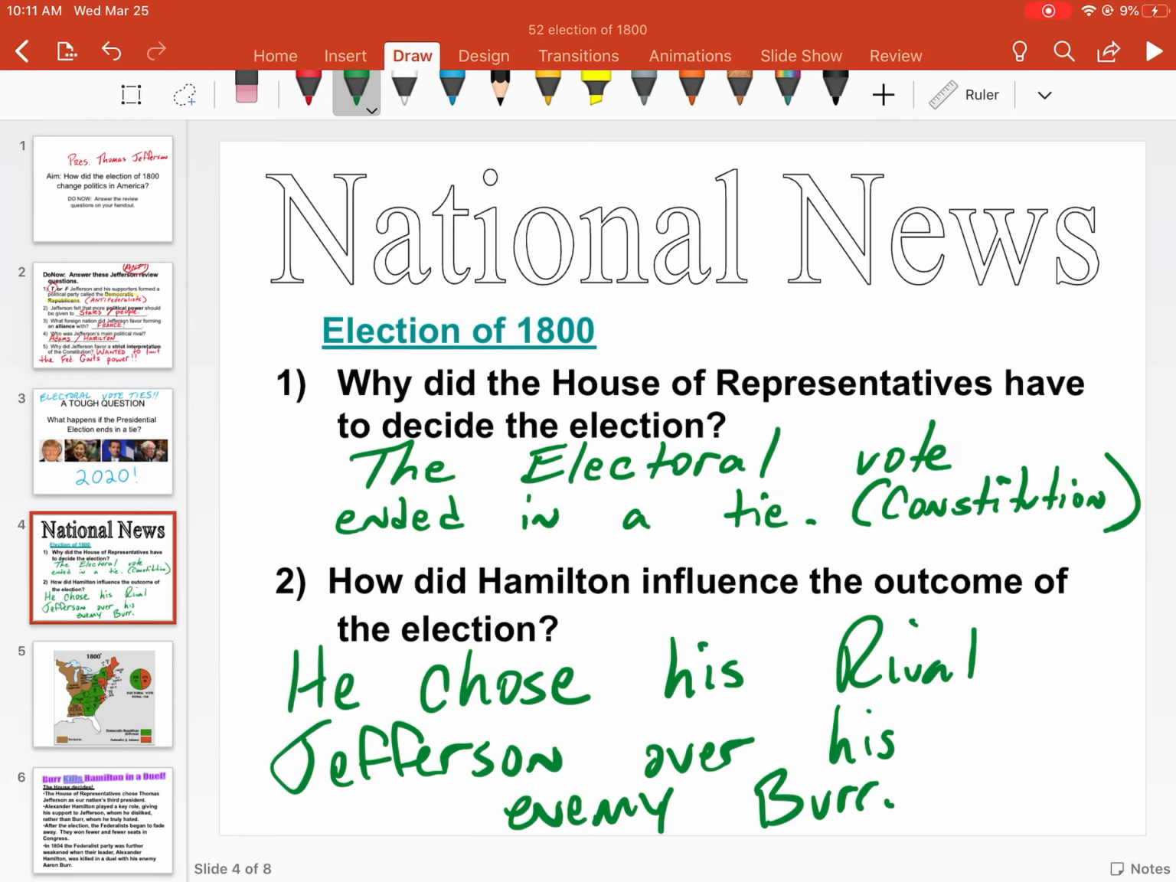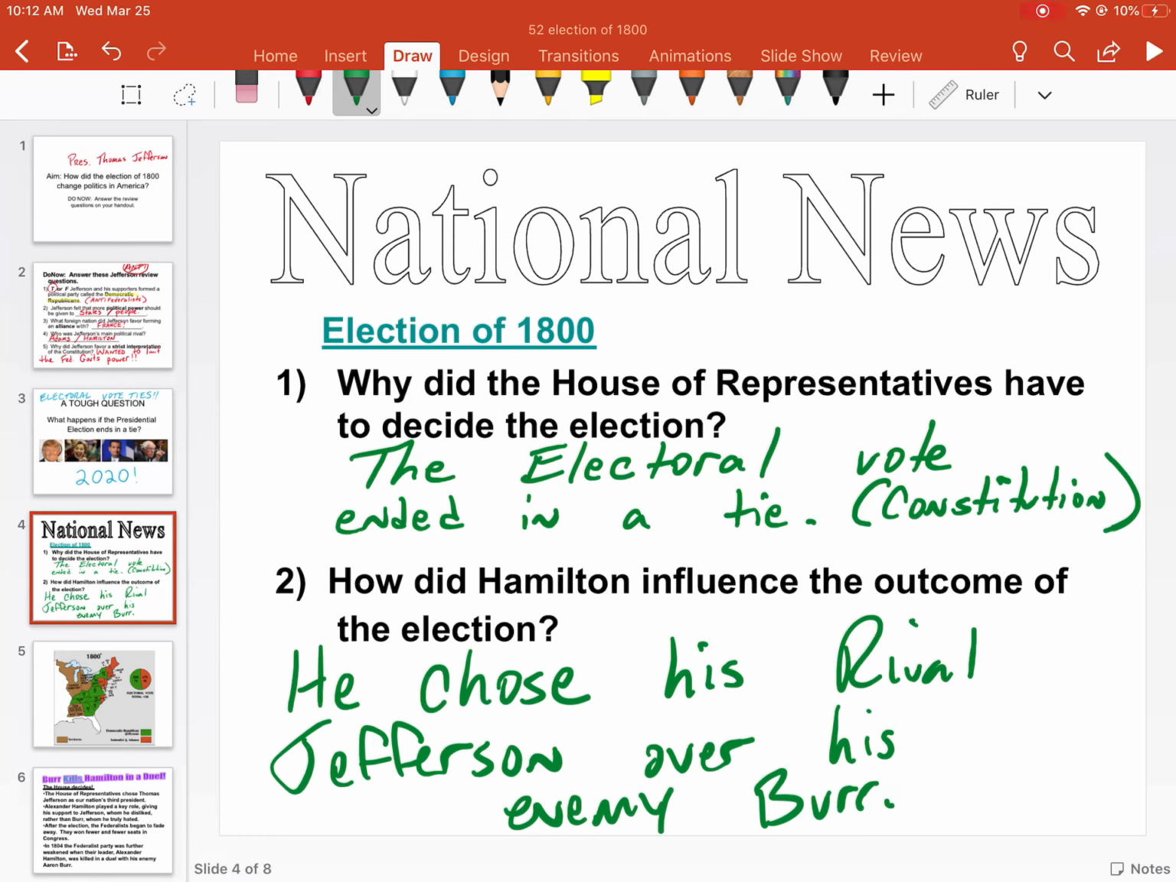So Hamilton goes to Congress after the electoral vote ends in a tie, and he convinces the Federalists in Congress that Jefferson is the better man for the job. Hamilton had respect for Jefferson. They had worked together on George Washington's cabinet. Yes, they had disagreements, but they had respect for one another. Hamilton knew Jefferson was a smart man. He wasn't dangerous like his hated political enemy, Aaron Burr.